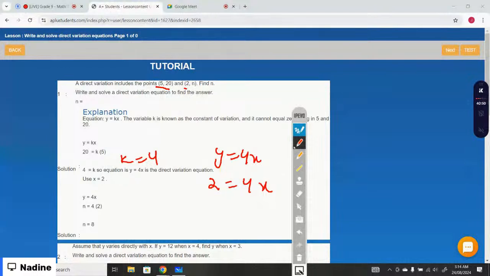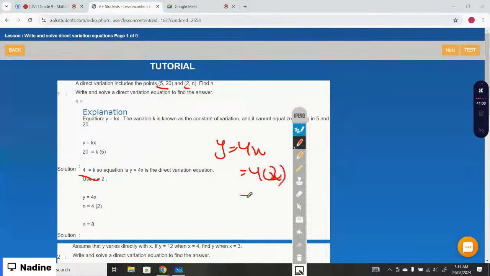No, sorry, this is not x. The given value is for y. Hold on. From the first point, you need to calculate the value of k, that is 4, right? Now use it for the second point. We know the equation is y equals 4x. The x value is 2, that is 4 times 2. And 4 times 2 is 8, so that means n equals 8. The missing value is 8. Got it?